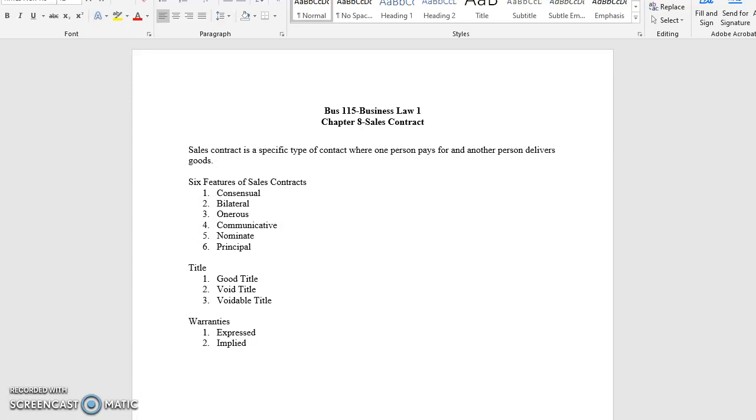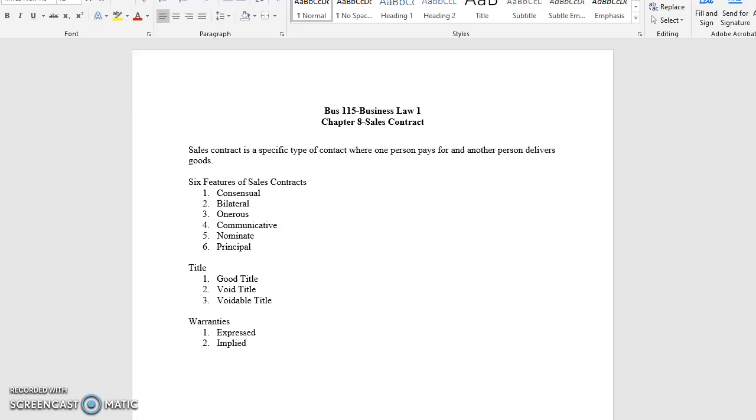Now your textbook goes on to talk about the Uniform Commercial Code, the UCC, and you will hear that a lot. If you go on to law school, you'll hear that talked about quite a bit. All I would like for you to know is that there is something called the Uniform Commercial Code, and that it actually affects sales contracts. Your book also talks about titles, and it goes into great detail about titles. I just want you to know that there are 3 types of titles.